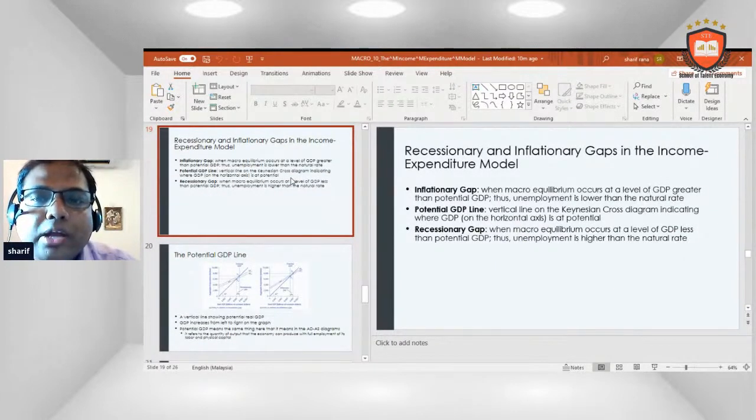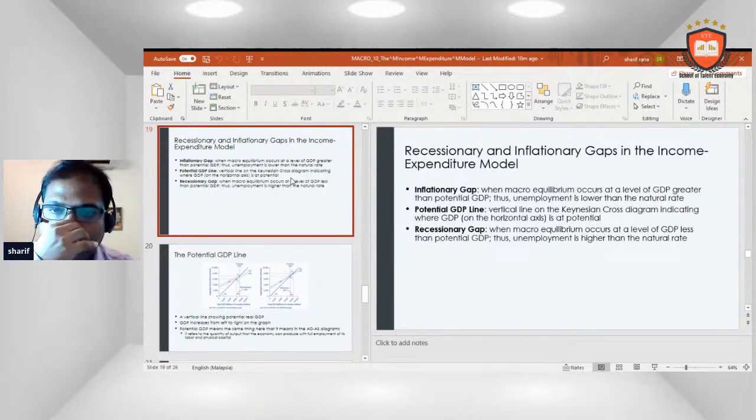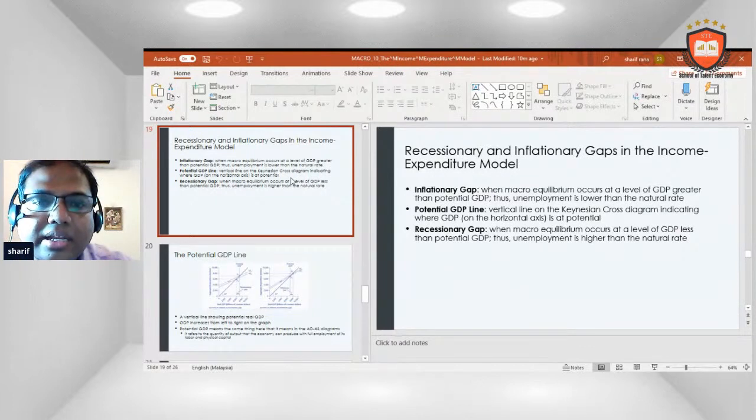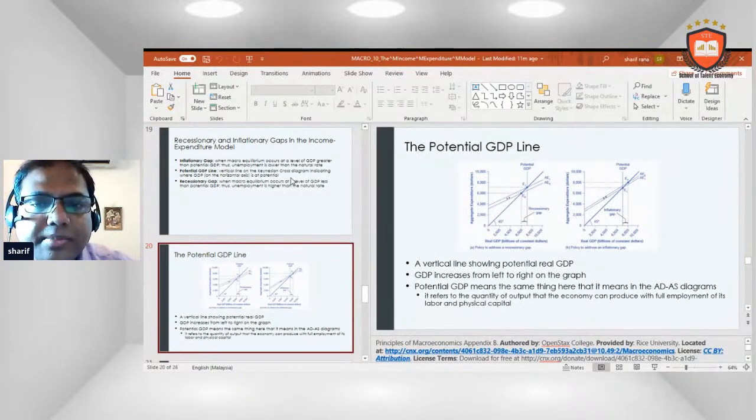Inflation gap: when macroequilibrium occurs at a level of GDP greater than potential GDP, thus unemployment is lower than the natural rate. Potential GDP line: a vertical line on the Keynesian cross diagram indicating where GDP is at potential. Recession gap: when macroequilibrium occurs at a level of GDP less than potential GDP, thus unemployment is higher than the natural rate. The potential GDP line is a vertical line showing potential real GDP.